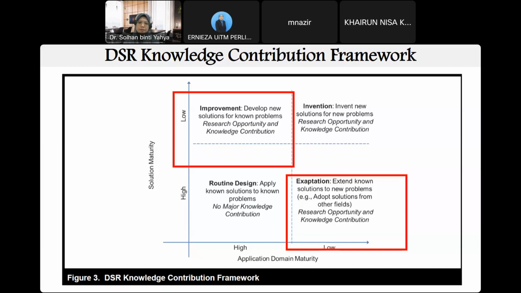Another quadrant, this is very difficult. Invention. Invent a new solution for a new problem. If you build the thesis and claim your knowledge contribution in this quadrant, it means that your thesis is always the first.